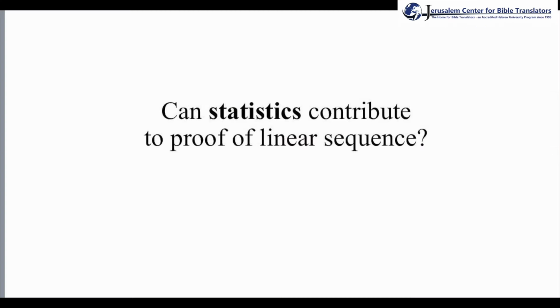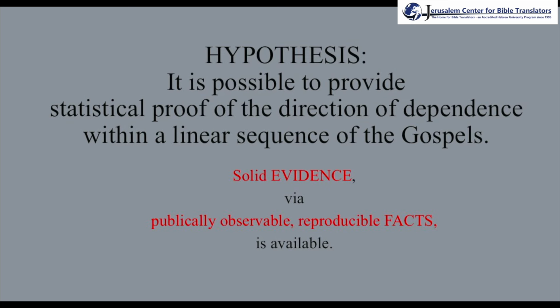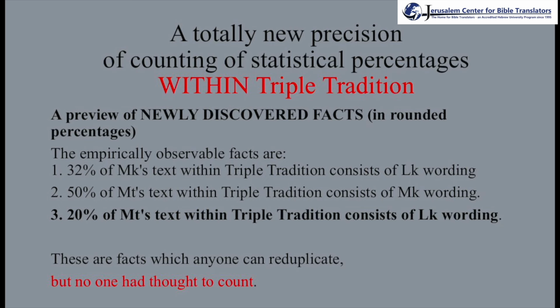Now, can statistics contribute to proof of linear sequence? Here's a hypothesis again. Is it possible to provide statistical proof of the direction of dependence within a linear sequence of the Gospels? And here's the claim: solid evidence by way of publicly observable, reproducible facts is available. And so here, a new precision in the counting of wording and percentages within triple tradition is what is going to solve this problem for us.